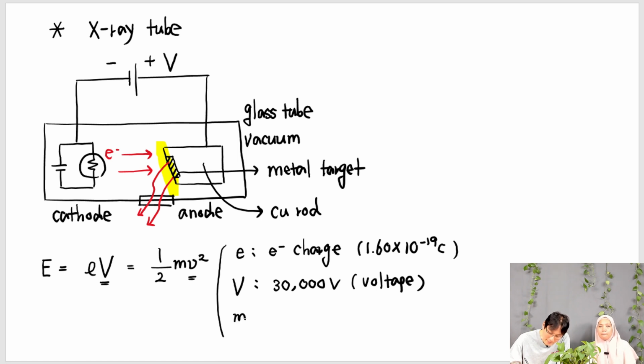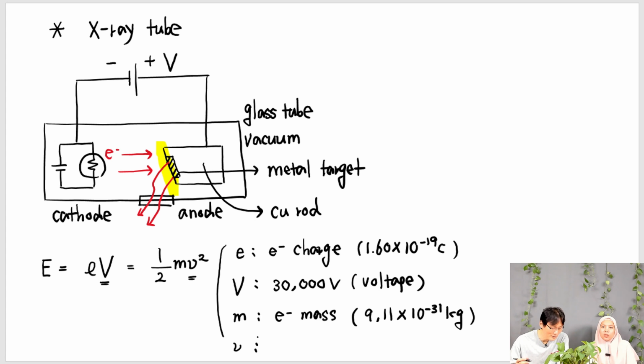The next value is m, which should be the mass, the electron mass. Can you remember? 9.11 times 10 to the minus 31 kilogram. The last one is v, the velocity of the electron, the velocity of the electron before impact to the metal target.